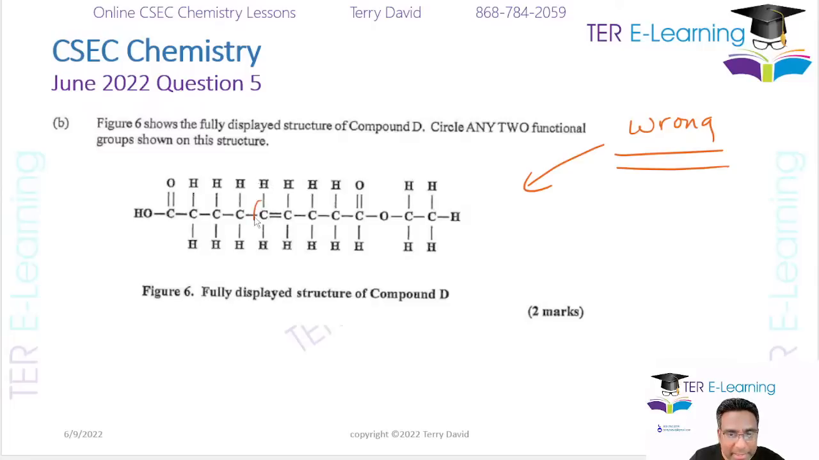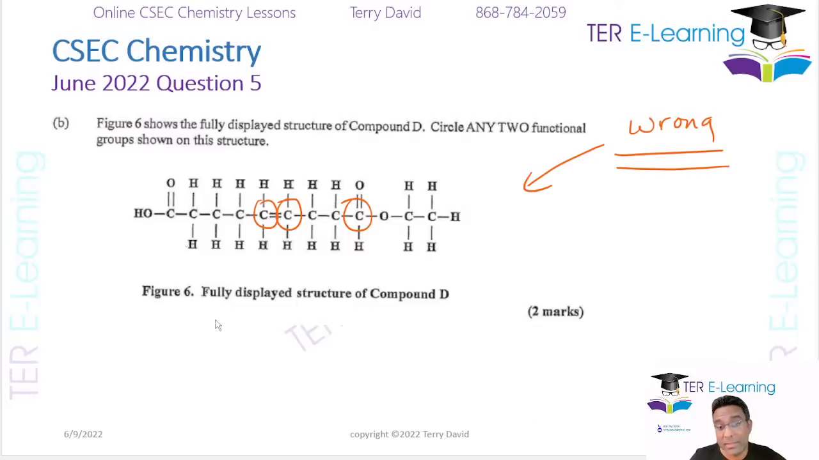Look at this carbon here. I have 5 bonds around this carbon. I have 5 bonds here. I have 5 bonds here. That is wrong. I messaged CXC to find out something once, and they told me that they're doing some quality checks. So I don't know what quality checks they did with this paper, but this is wrong.